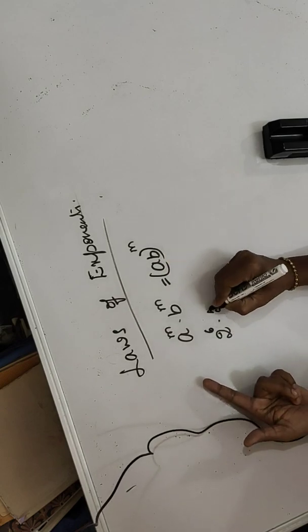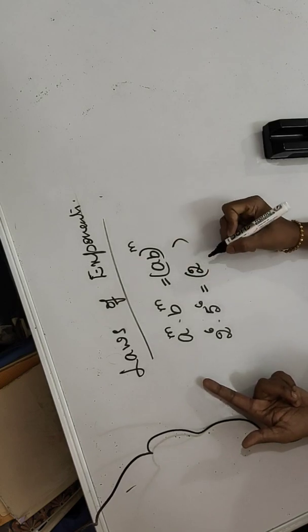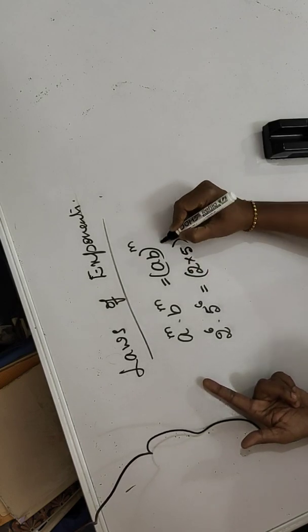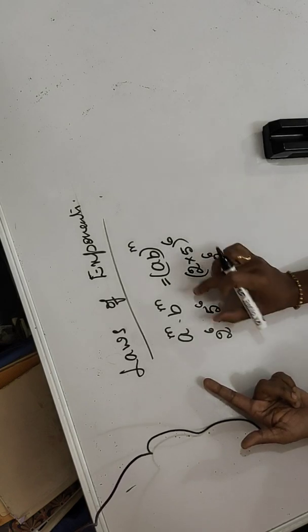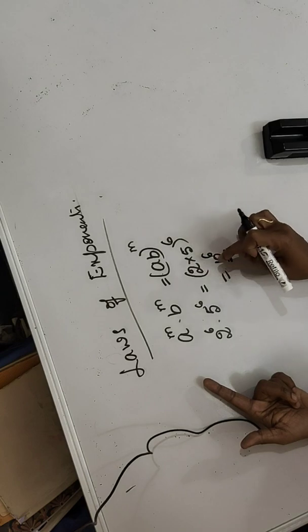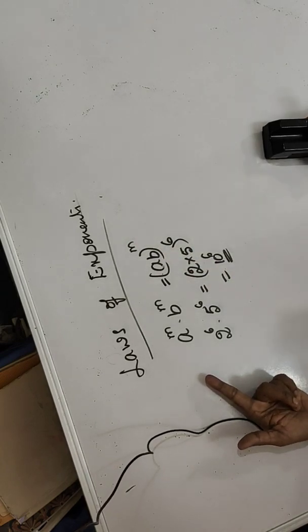2 to the power 6, 5 to the power 6 is there, which means we have to multiply this 2 and 5. Not writing 25 together, it is 2 into 5. So it becomes 10 to the power 6. Don't write 25. Like a into b, it is 2 into 5, 10 to the power 6.